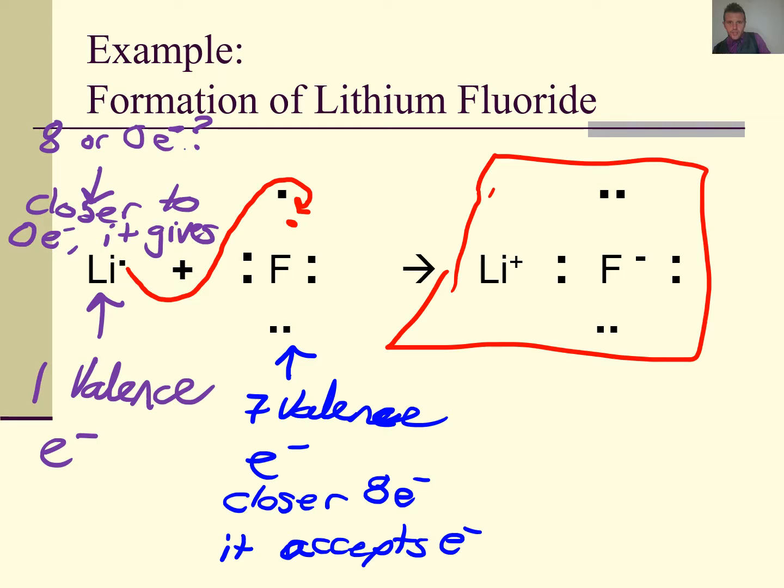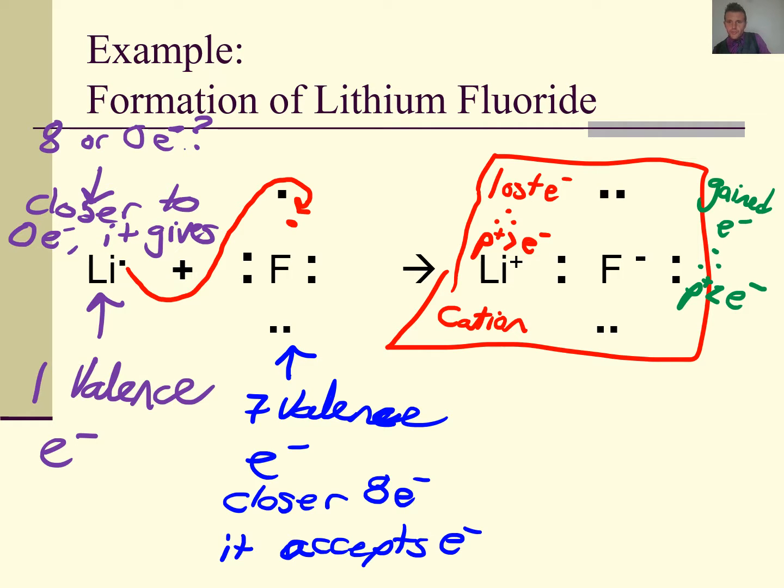Lithium has lost an electron. Therefore, the number of protons now is going to be greater than the number of electrons. Therefore, it is a cation. Fluorine, on the other hand, has gained electrons. Therefore, the number of protons is less than the number of electrons. Therefore, it is an anion.